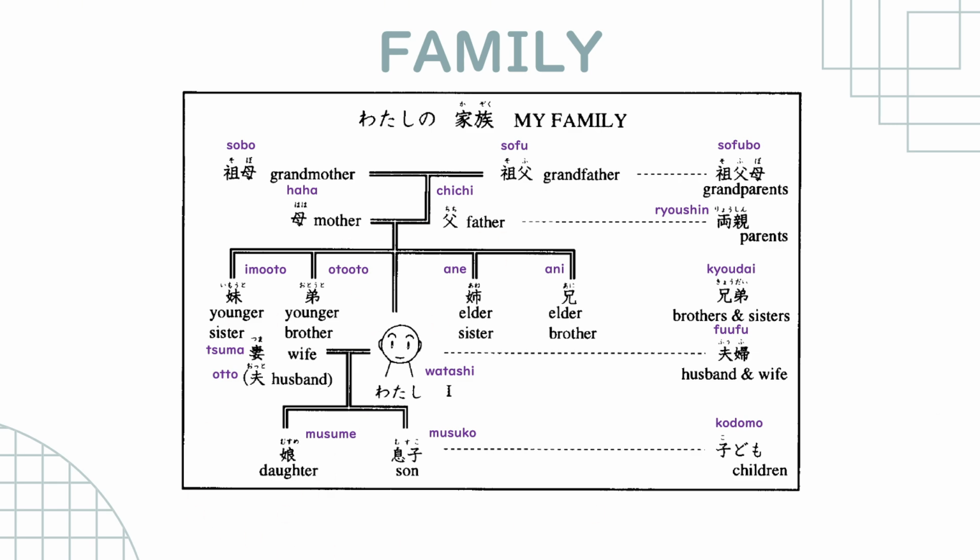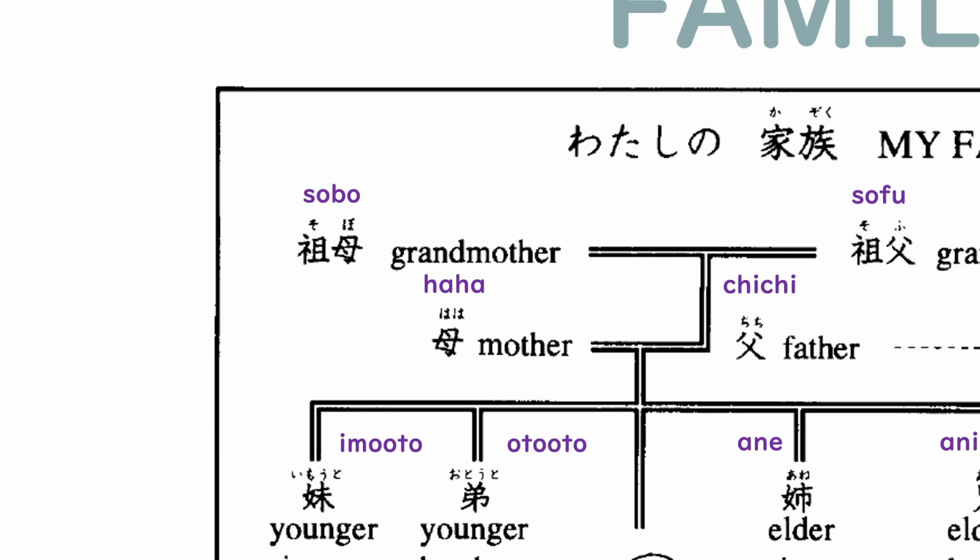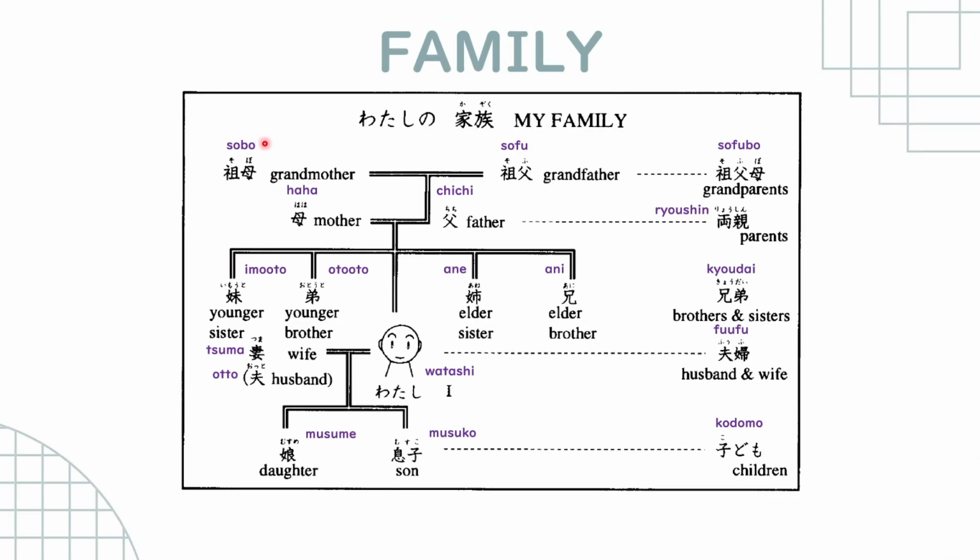We will start with our own grandmother, right? So we call our own grandmother Sobo. Sobo, if you can see here. Okay? And then you have your own grandfather. You call them Sofu. And then your own grandparents, you call them Sofubo. So your grandmother is called Sobo. Your grandfather is called Sofu. Both of them are called Sofubo.